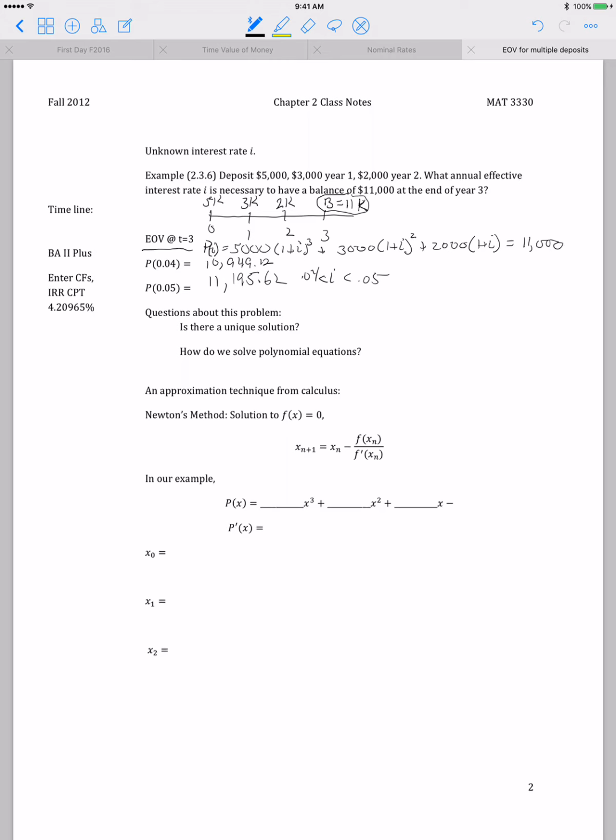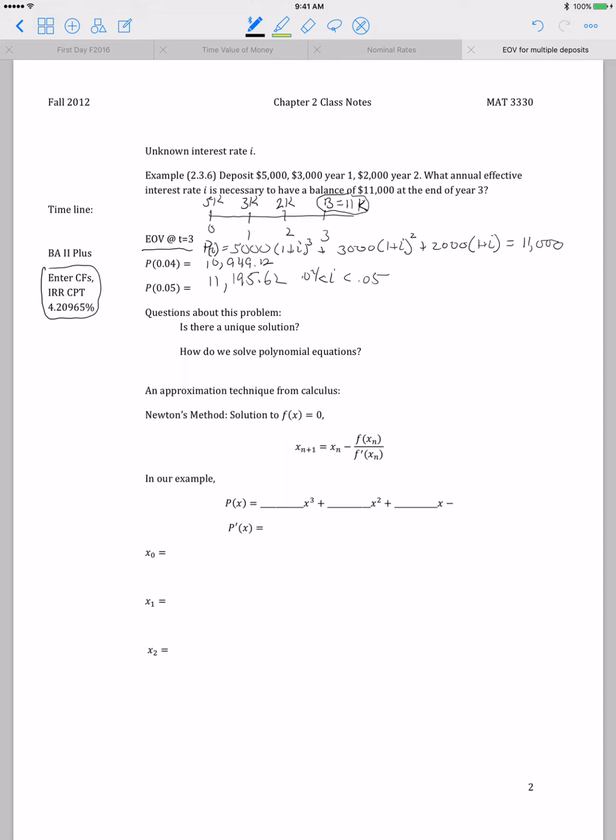So we could just sort of try to guess at i. We could guess at 4.5% and see if that accumulated value is larger or less than 11,000, and we could continue sort of in a bisection method. But there are several ways we can go about this mathematically. One method we could do is use our cash flow worksheet. And so we're going to use our BA II Plus calculator in our cash flow worksheet in just a minute. But let's look at the questions concerning this problem.